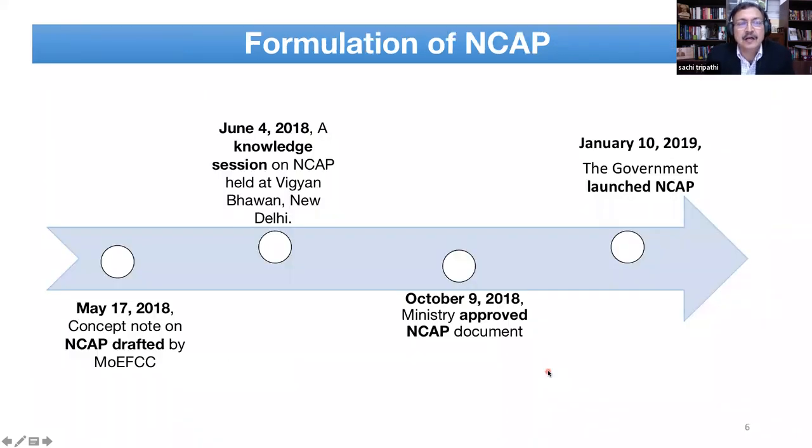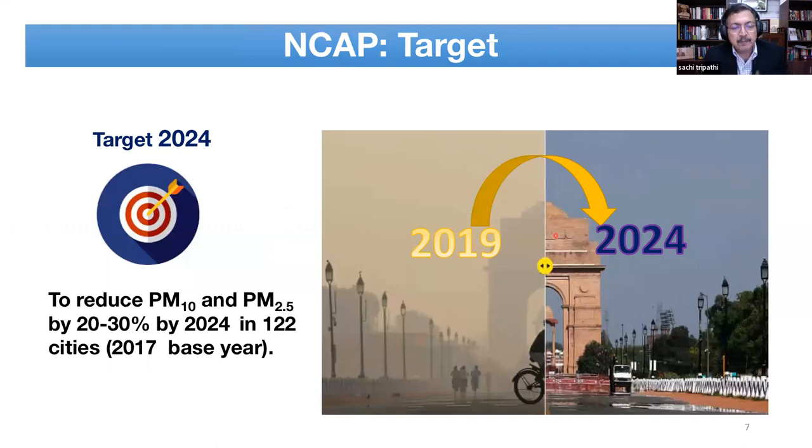So let's look at the timeline of this NCAP, the National Clean Air Program. On May 17, 2018, a concept note was prepared on NCAP by MOEF and CC, which was discussed on June 4, 2018 in a knowledge session at Vigyan Bhavan. And then in October 2018, the Ministry approved the NCAP document, and finally it was brought into effect on January 10th, 2019.